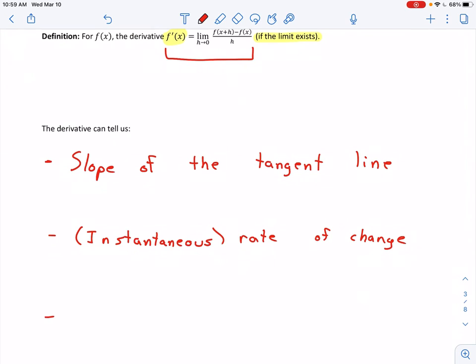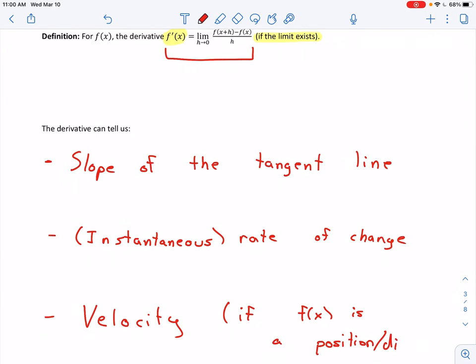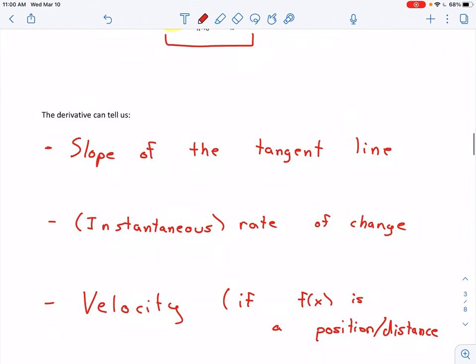Lastly, the derivative can tell us the velocity of an object if our function f of x is a position or distance function. So this one doesn't always apply, but it can tell us really interesting things here. So the derivative tells us all three of these things. It tells us the slope of the tangent line, it tells us the rate of change, and it tells us the velocity.